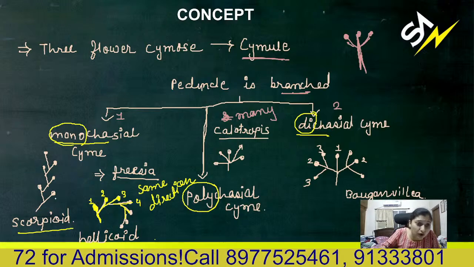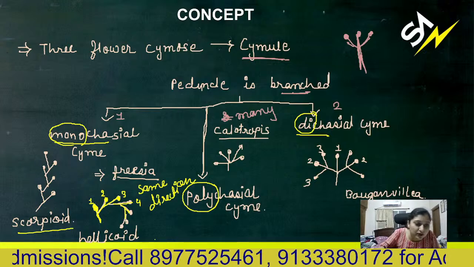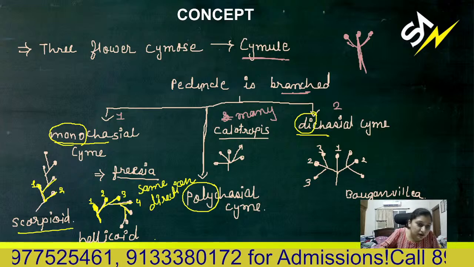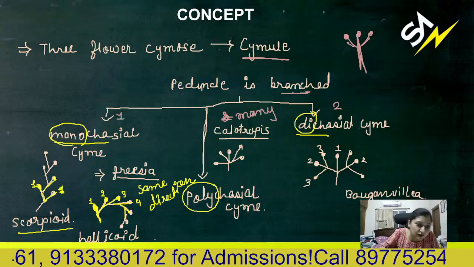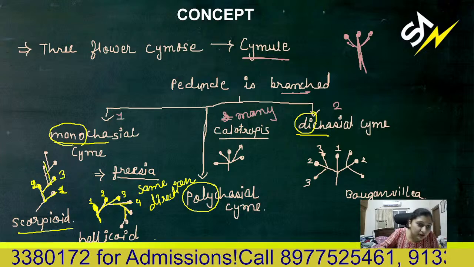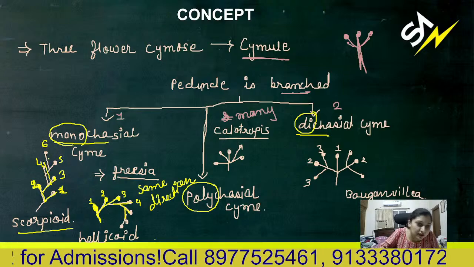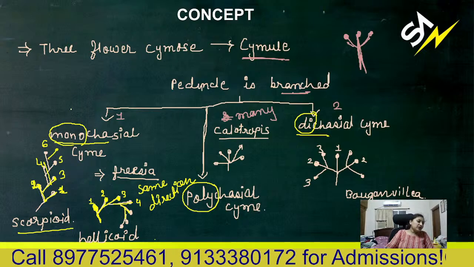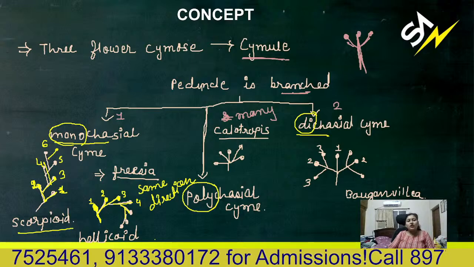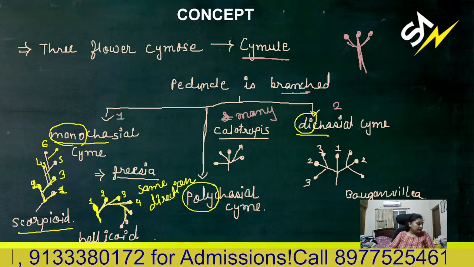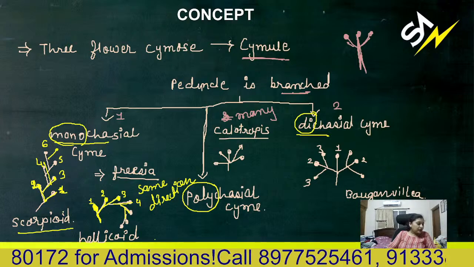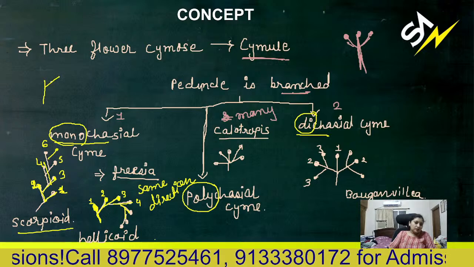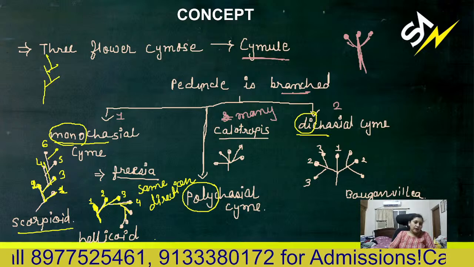Now second, it is the scorpioid type, where it is in both directions. This is the first flower, this is the second, then third, then fourth, fifth, sixth, seventh, like this. It will keep on growing like this in both directions, one after another, in alternate direction. That is called scorpioid monocasial sign. Like this, it is growing. One, two, three, four, five, six.